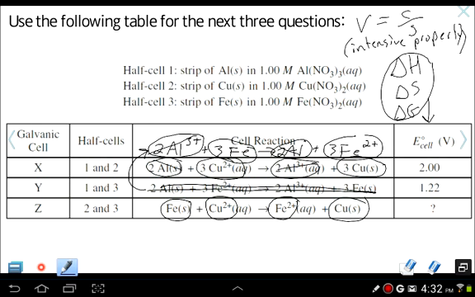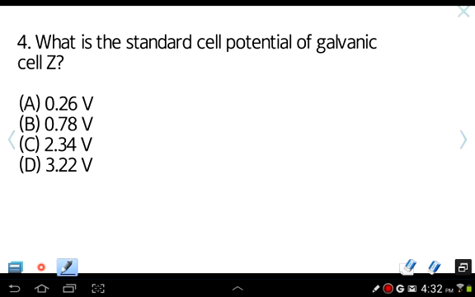But all that's left to do then is to combine these two voltages. Anytime everything else cancels out, we just combine them and we get a voltage of 3.22. Let's see if that's one of the possibilities. It is. We are good. We are on the money.